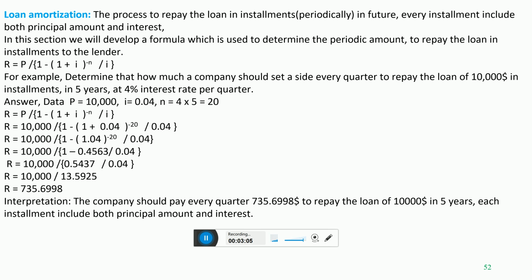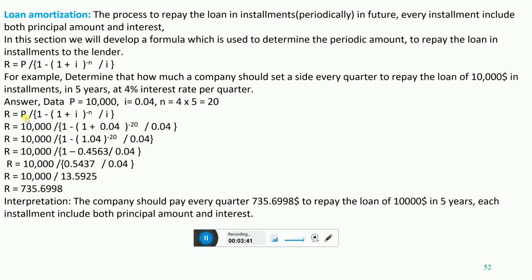So the company is depositing every quarter. In a year we have 4 quarters, so in 5 years the company has to deposit 20 times, setting aside some amount 20 times. So here we have to define the periodic installment, that is how much the company should repay every quarter to repay the loan in installments, which includes the principal amount plus interest earned.